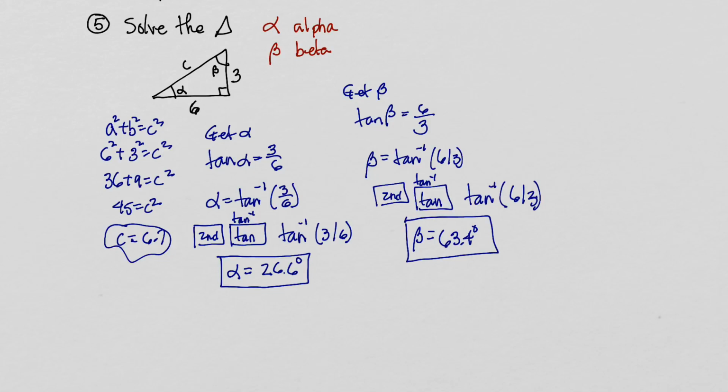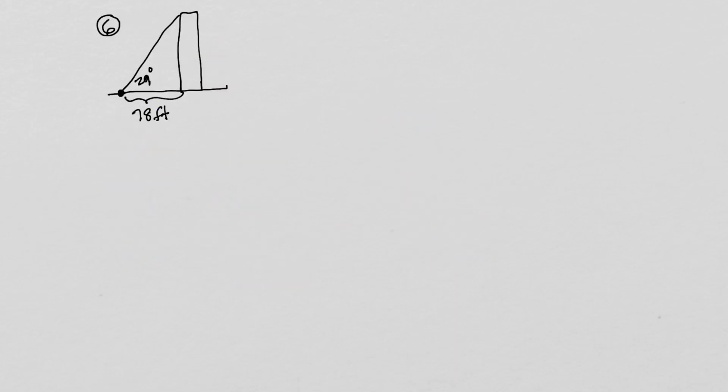We have all 3 sides. I got the 3 and the 6 that was given, but we have the C. Pythagorean theorem gave us that. And we have the alpha that was here. We used the tangent, inverse tangent, and then for beta, we used the tangent and the inverse tangent. We've got them all.